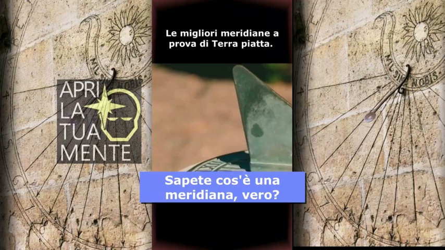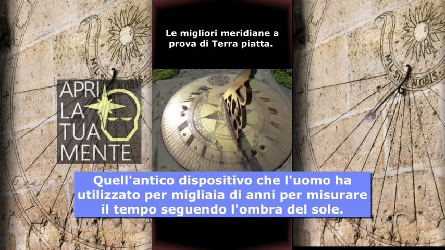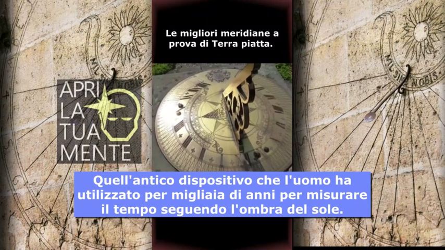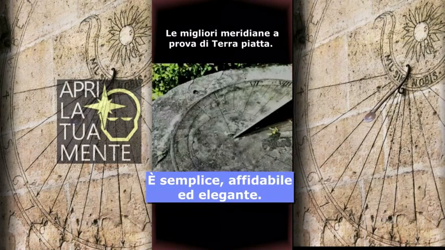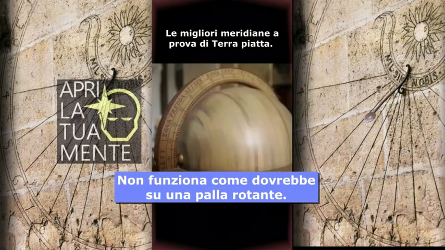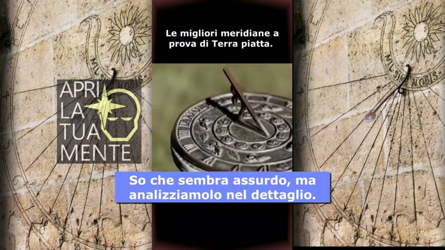You know what a sundial is, right? That ancient device people have used for thousands of years to track time by following the sun's shadow. It's simple, reliable, and elegant. But there's a catch. It doesn't work the way it should on a spinning ball Earth. I know it sounds wild, but let's break it down.